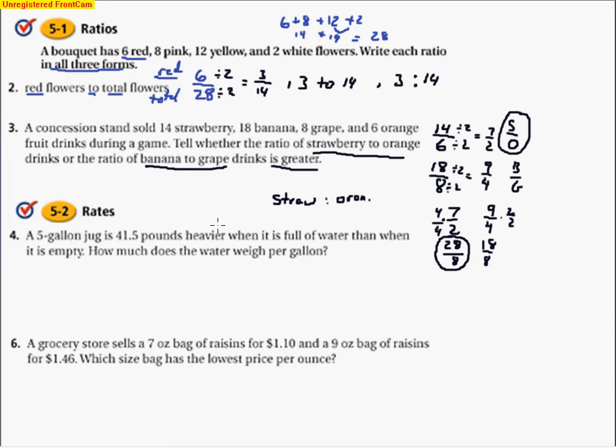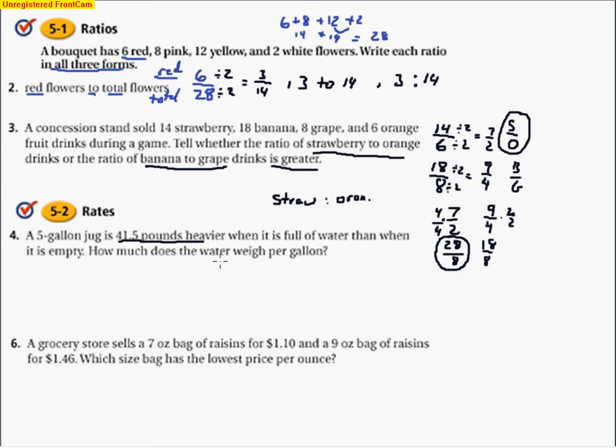All right, so let's move on to another one. A 5-gallon jug is 41.5 pounds heavier when it is full of water than when it is empty. So this is how much heavier the 5-gallon bucket is. How much does the water weigh per gallon? Well, that's how much it weighs right there, because it's that amount heavier.